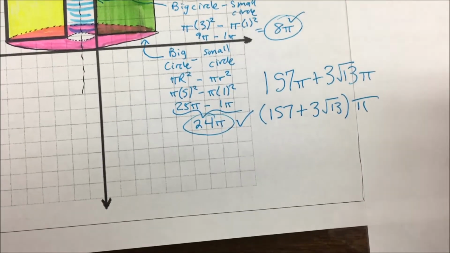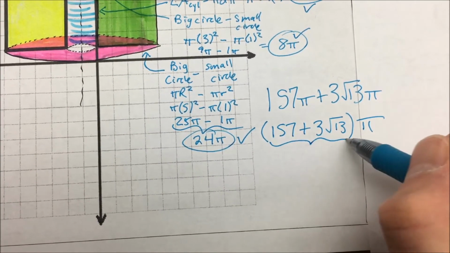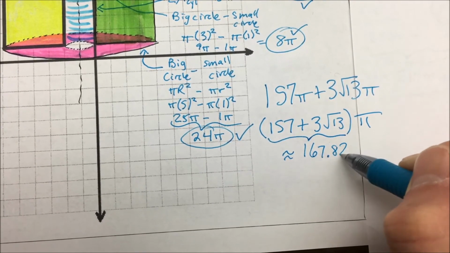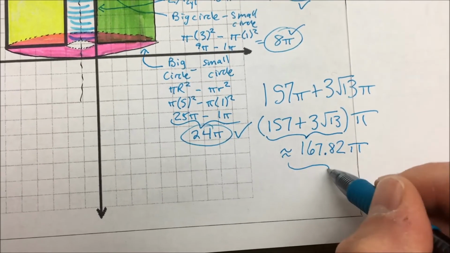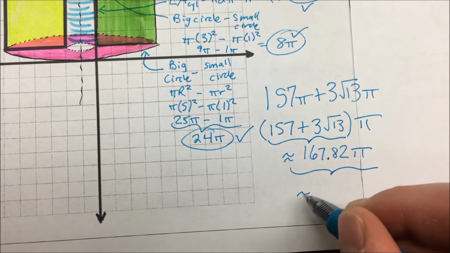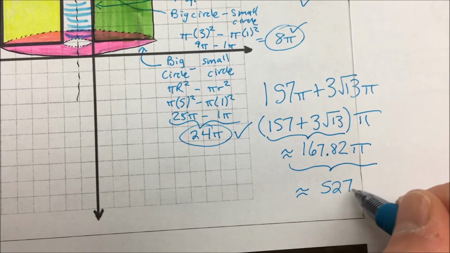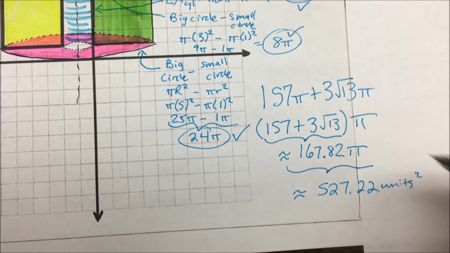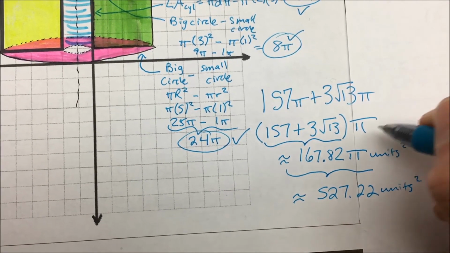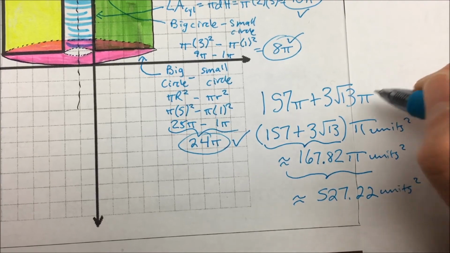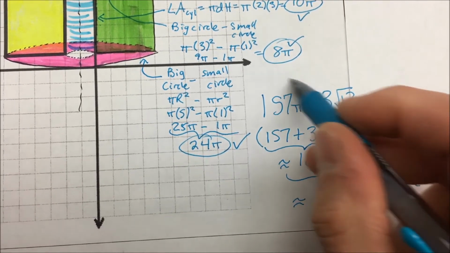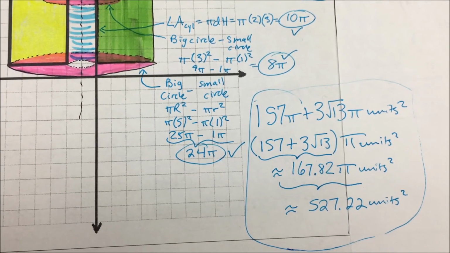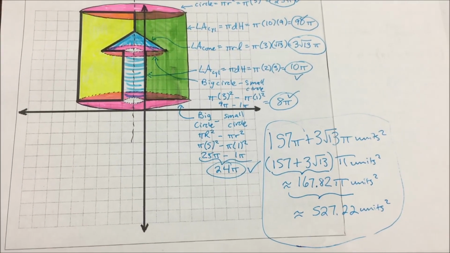If you really wanted to, you could figure out what this is as an approximate decimal, and it is 167.82 worth of pi. Or you could say, what's all of this as one single number, and it's 527.22. And again, these would all be units squared. Any of these four answers would be perfectly fine, in my opinion, for the surface area. And that's it for the surface area of that monstrosity.